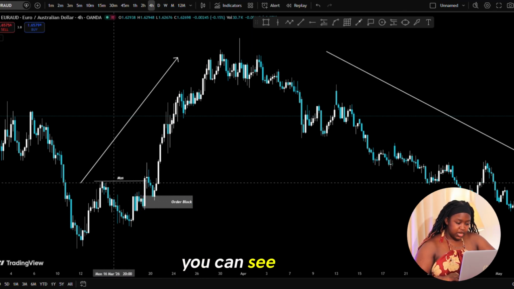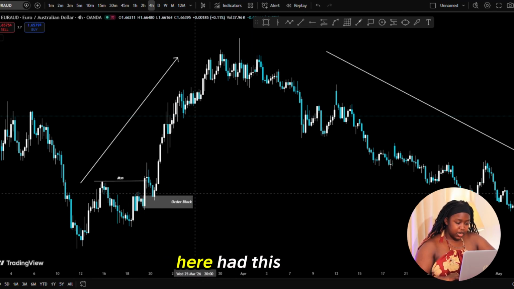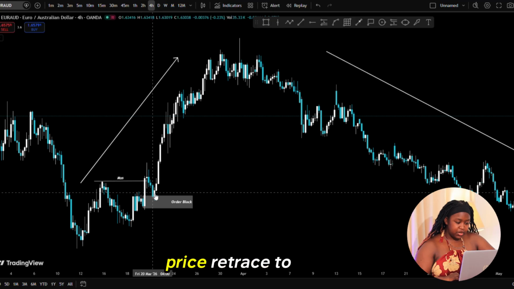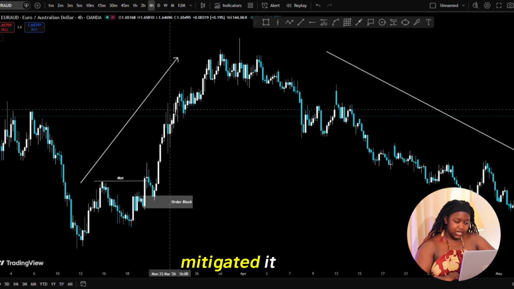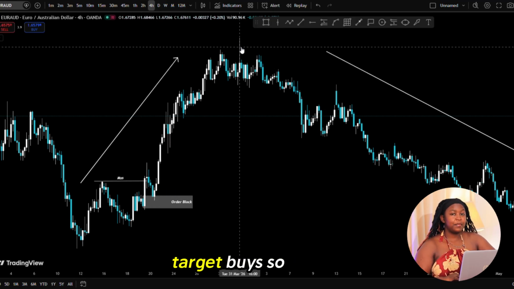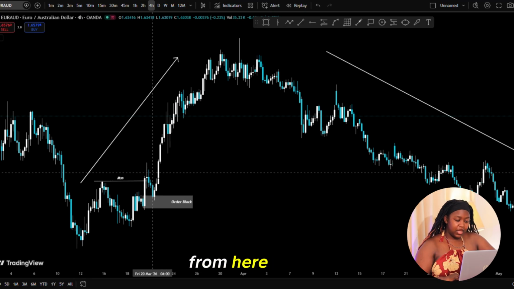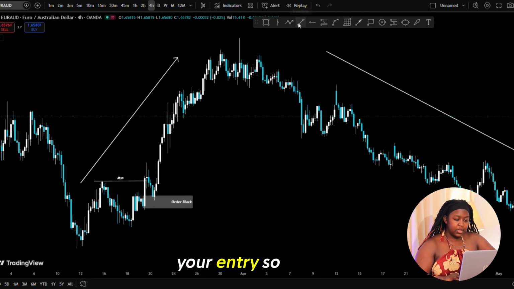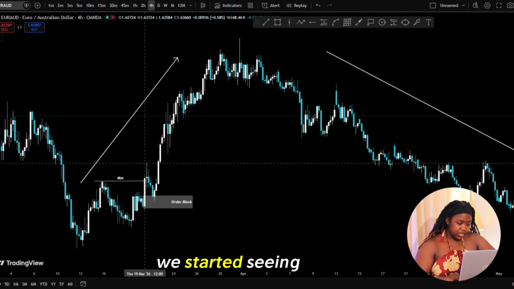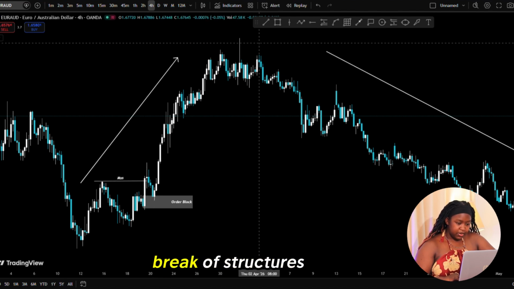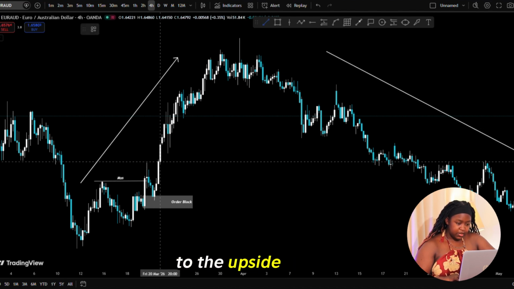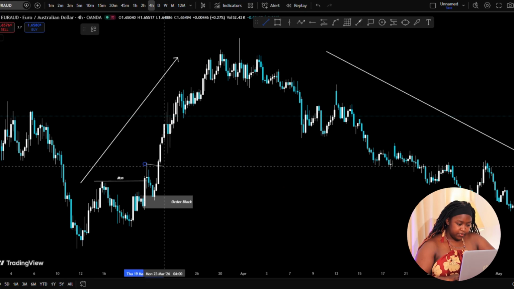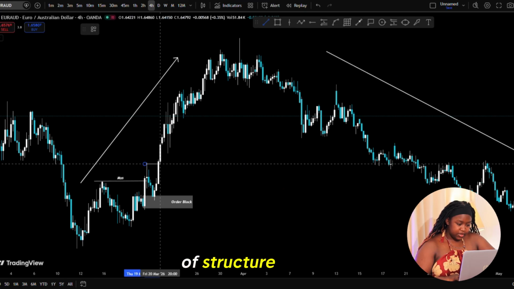As you can see guys, this market shift here had this order block, and price retraced to that order block, mitigated it, and then we target buys. So from here you had to wait for a retracement, then you place your entry. After that we started seeing break of structures to the upside. That's a break of structure.